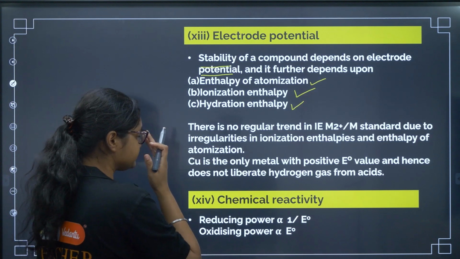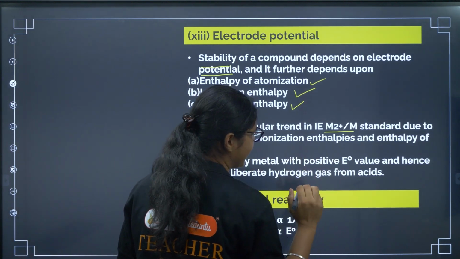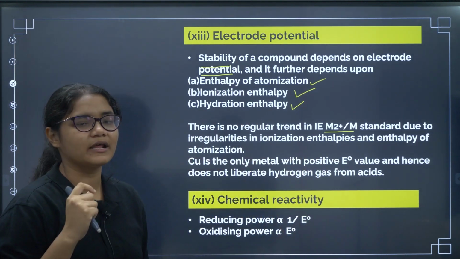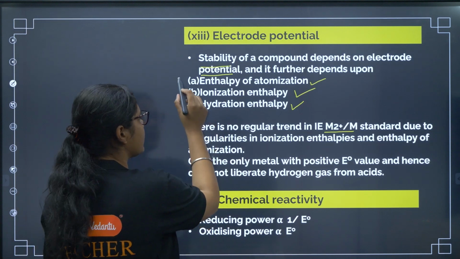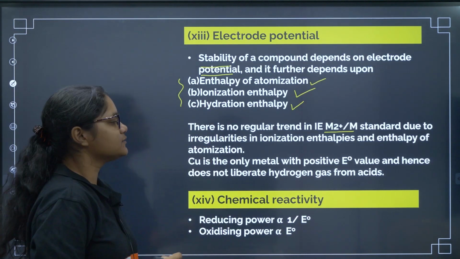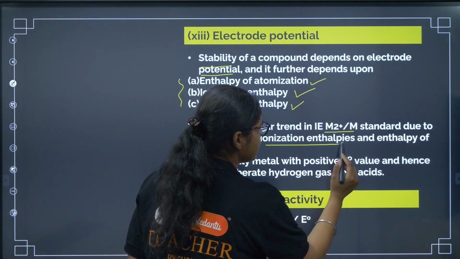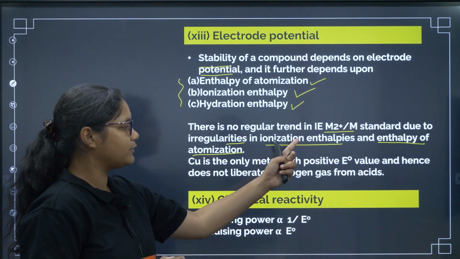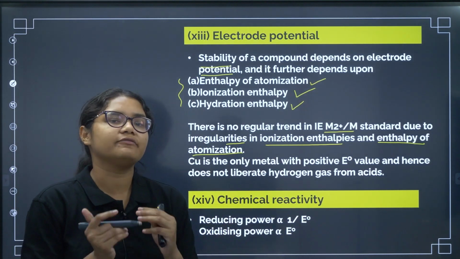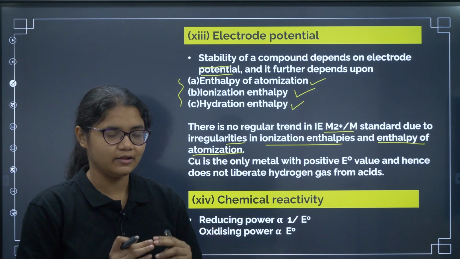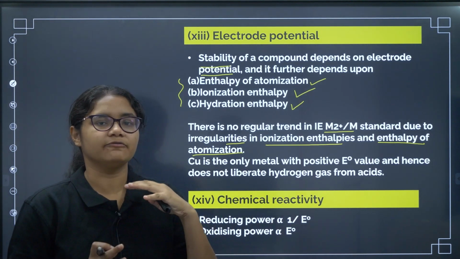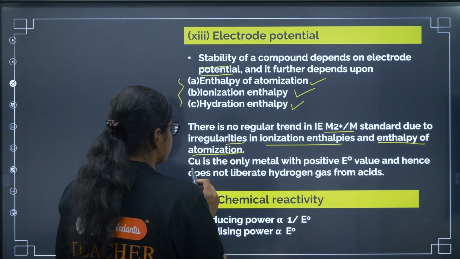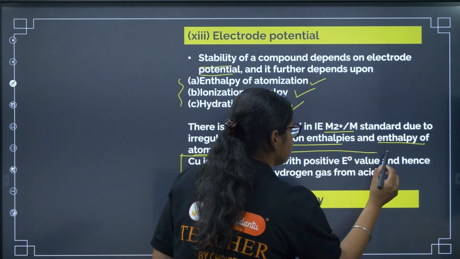Now what is here? See, there is no regular trend from M2+ to M. We cannot have any regular trend because there is no regular trend on these things. Because of irregularities in ionization enthalpy and the enthalpy of atomization, we do not have a regular trend for electrode potential. That is why we do not have a regular trend for stability also. So this is a very important point.